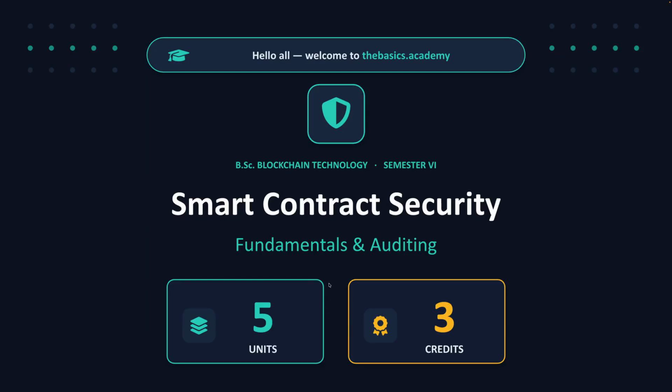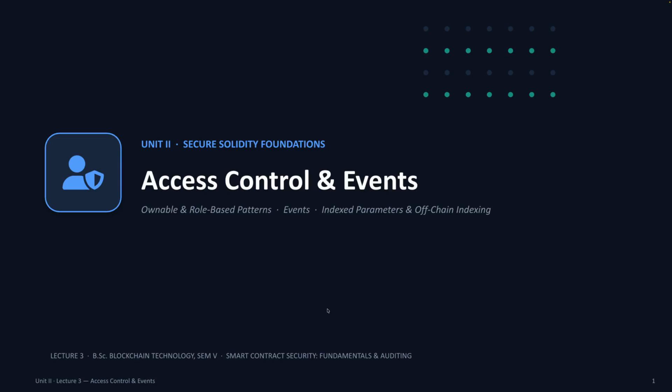This is Smart Contract Security, Fundamentals and Auditing, a 5 units, 3 credit course in the BSc Blockchain Technology program. Let's get into it. Today we are going to look into access control and events. First, we will check the ownable pattern. Then we will discover the role-based access patterns.